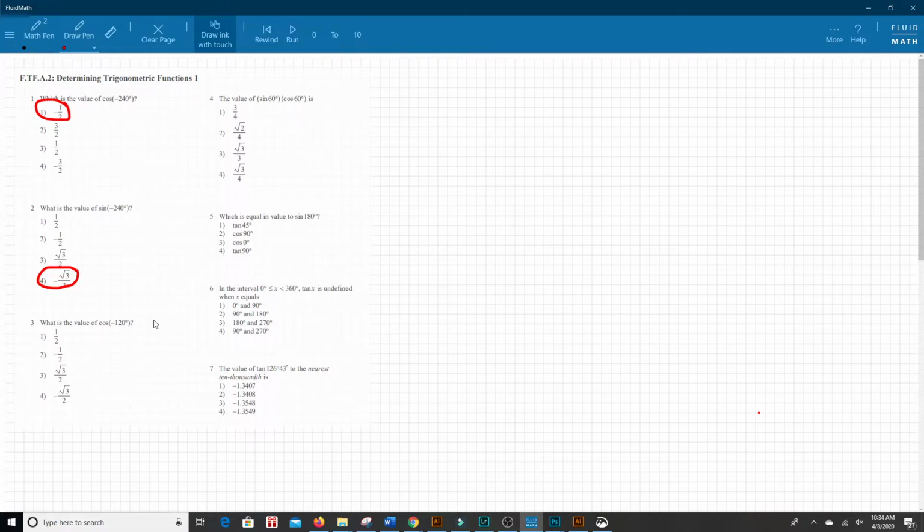Once again, it says, what is the value of the cosine of negative 120? Now we want the cosine of negative 120. I want to give you guys 2 minutes. Tell me what the cosine of negative 120 is.